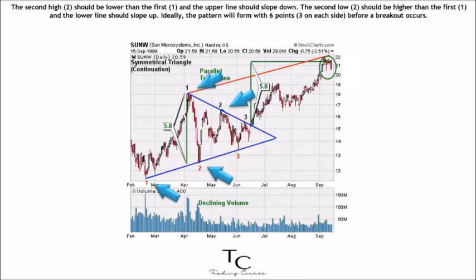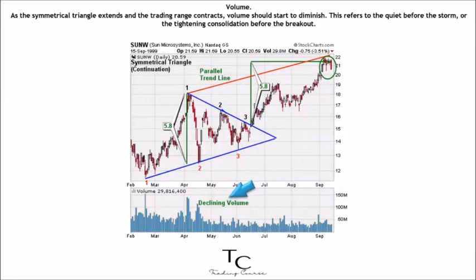Ideally, the pattern will form with 6 points, 3 on each side, before a breakout occurs. Volume. As the symmetrical triangle extends and the trading range contracts, volume should start to diminish.